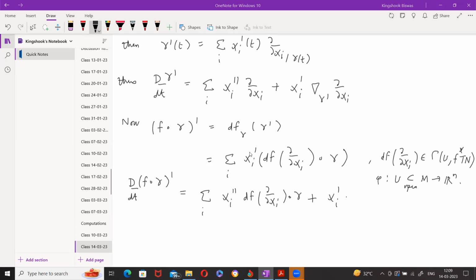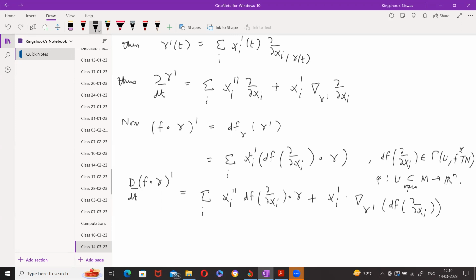So now, when I differentiate this section of the pullback bundle restricted to the curve, when I take the covariant derivative, what will that be? By the definition of covariant derivative of a section along a curve, that is going to be nabla sub gamma prime of df of del del xi. All right.